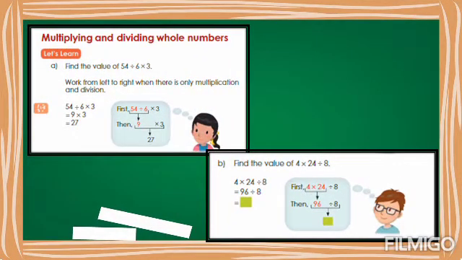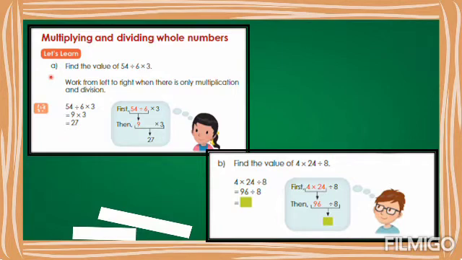On this slide, class, we'll be learning how to multiply and divide whole numbers. Again, we have two problems that we'll be using for our discussion. The first problem is to find the value of 54 divided by 6 times 3. Always remember, class, that we work from left to right when there is only multiplication and division.